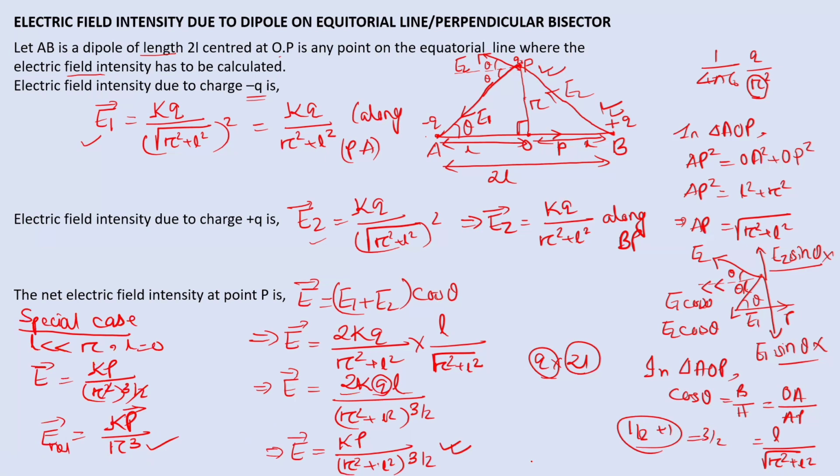Clear? So this is how you can calculate. The terms are very easy. You need to know how to write the electric field intensity due to charge Q2, then charge Q1. Here Q1 is your minus Q, Q2 is plus Q, because we know what a dipole is. A dipole is one positive charge and one negative charge that constitute a dipole. Clear? And then you check for the vectors and then resolve it and just do it.